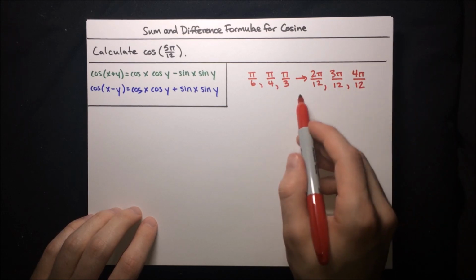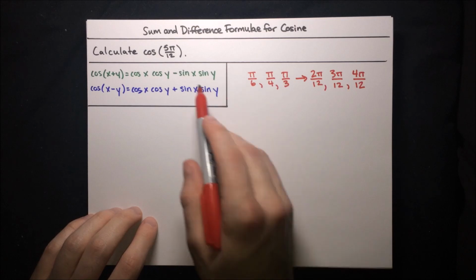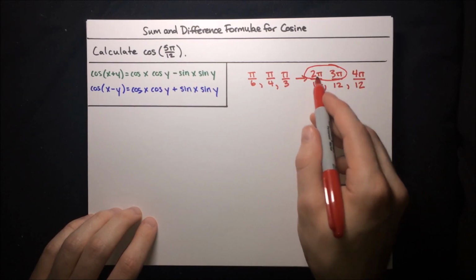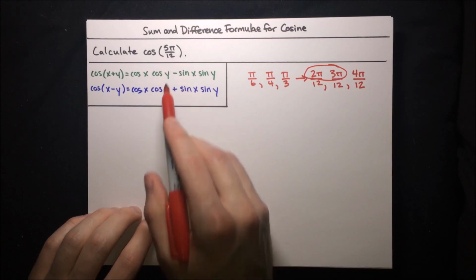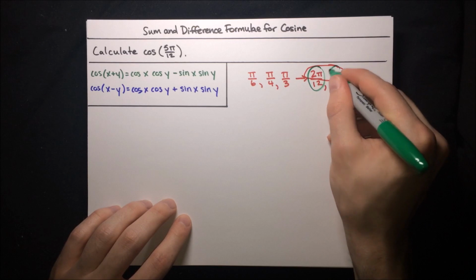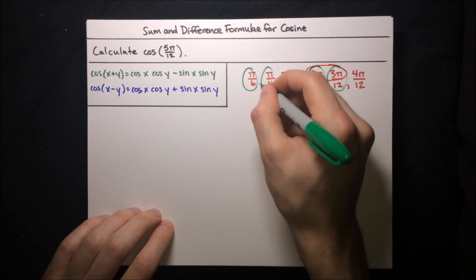So are there any of these that can combine to make 5 pi over 12? 5 pi, well that's just 2 pi and 3 pi there. So we can add these together and that'll give us the 5 pi over 12. That is, we're just adding the 2 pi over 12 and the 3 pi over 12, or rather just the pi over 6 and the pi over 4.